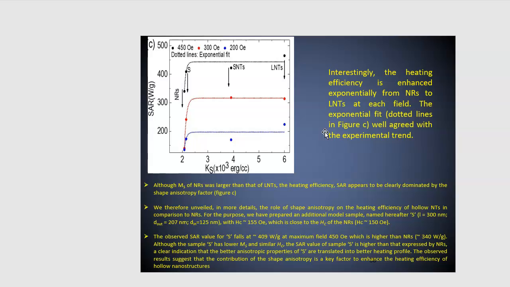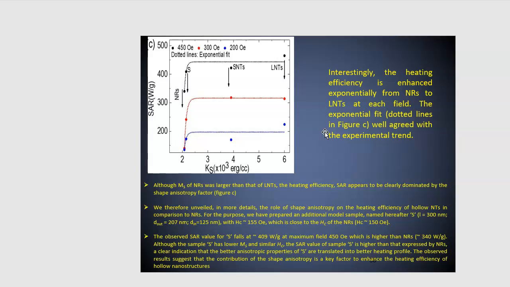So SAR appears to be clearly dominated by the shape anisotropy, basically, in the present case. In order to confirm this further, we unveil in more detail the role of shape anisotropy on the heating efficiency of hollow nanotube in comparison to nanorings.